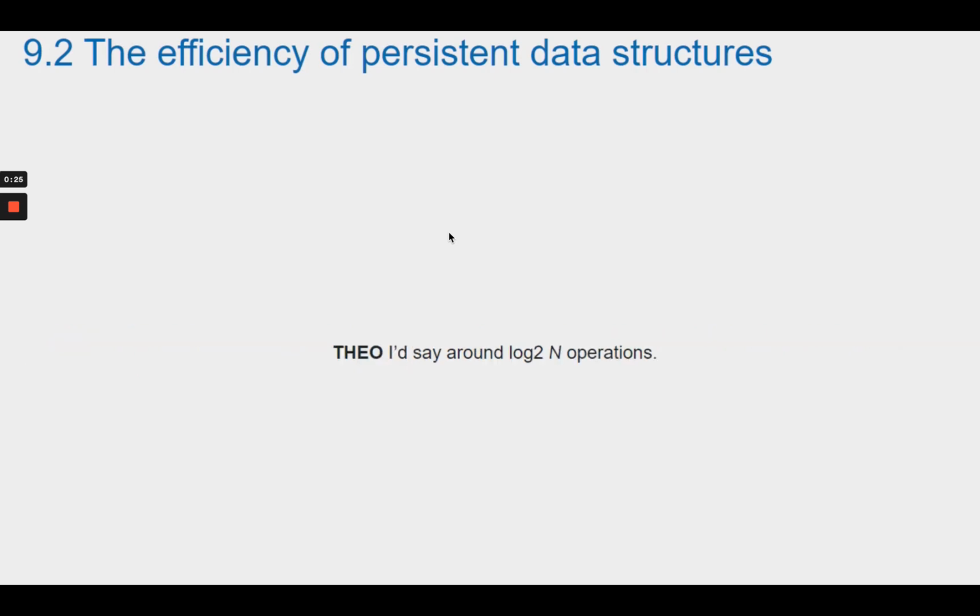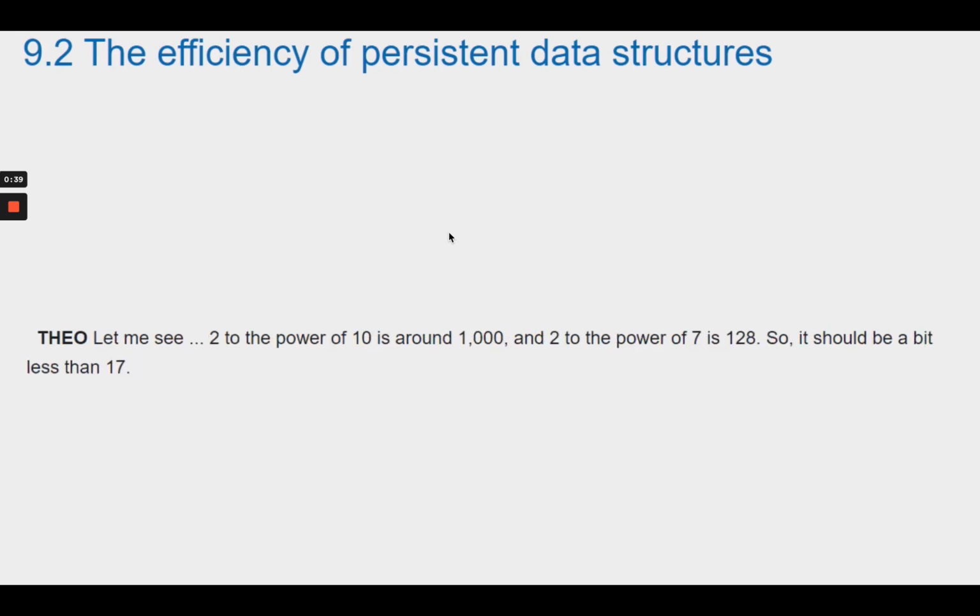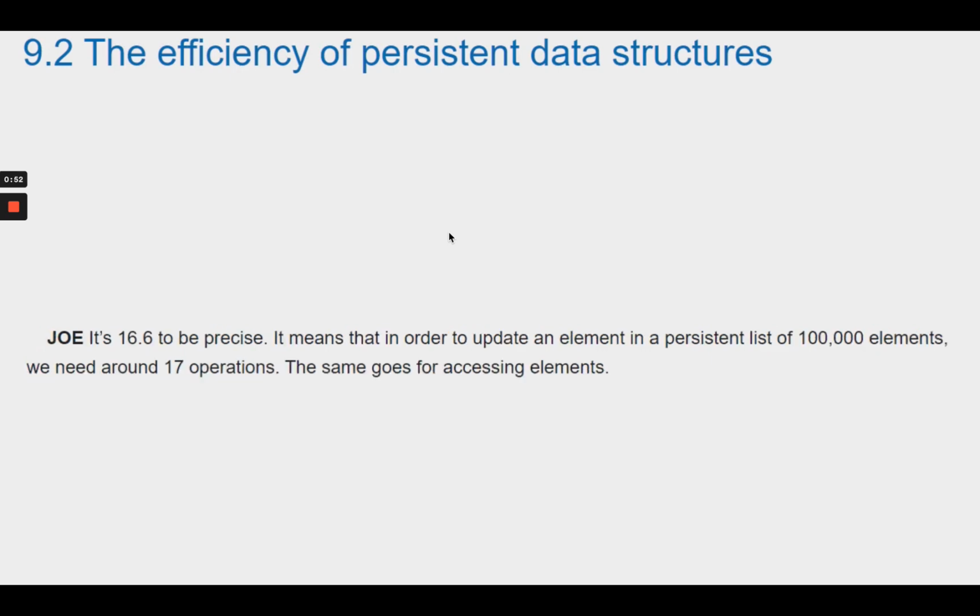Theo: I'd say around log 2 n operations. Joe: I see that you remember well your material from school. Do you have a gut feeling about what is log 2 n when n is 100,000? Theo: Let me see. 2 to the power of 10 is around 1,000, and 2 to the power of 7 is 128, so it should be a bit less than 17. Joe: It's 16.6 to be precise.